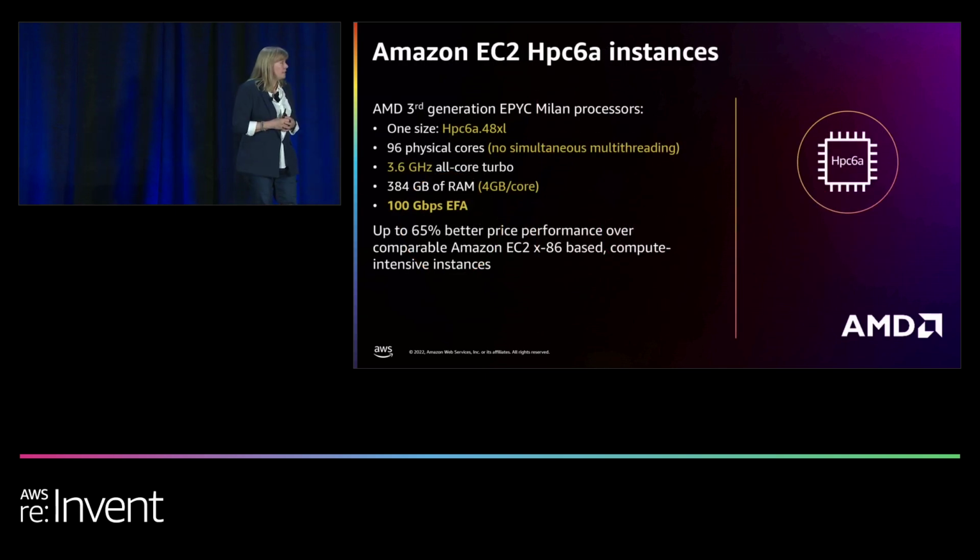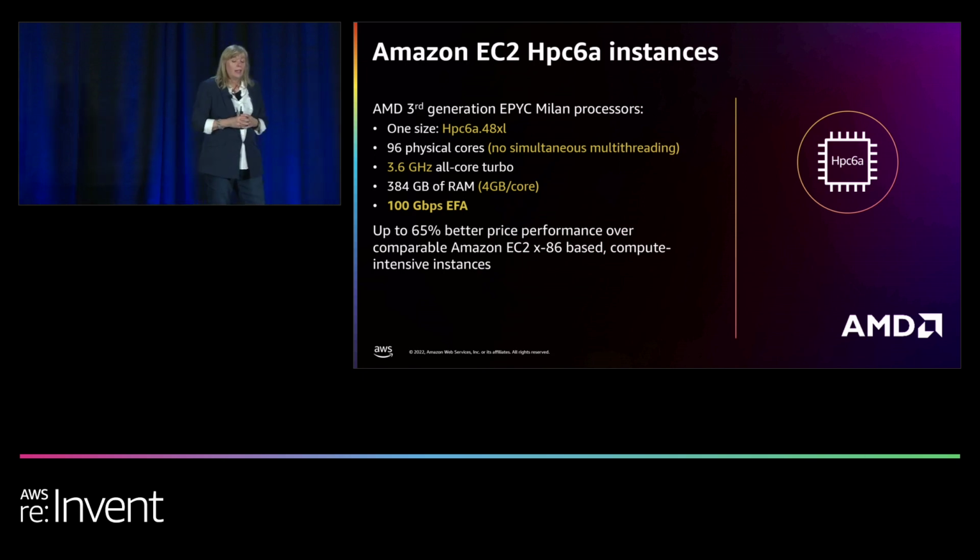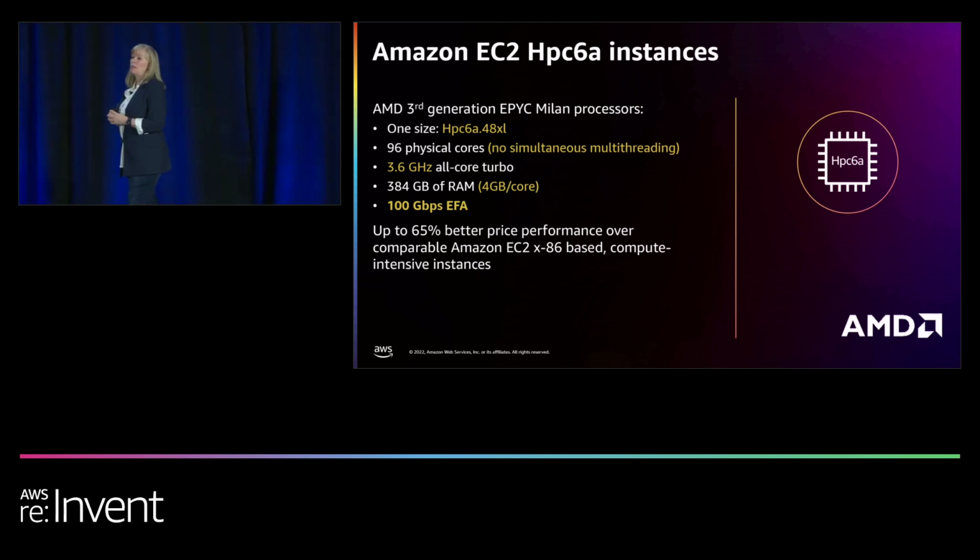So let's talk about the instances now. In January of this year, we launched the HPC 6A. It's our first public HPC instance, and this is based on AMD Milan. It has 100 gigabits per second EFA network. This is an instance with 4 gigabytes of memory per core.